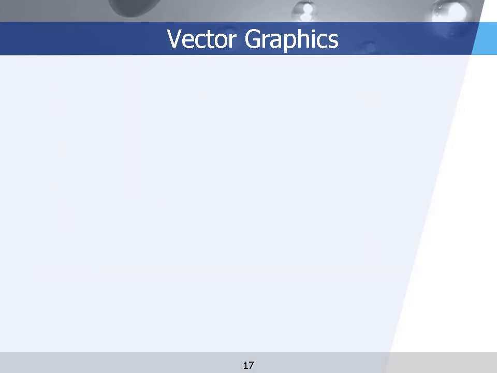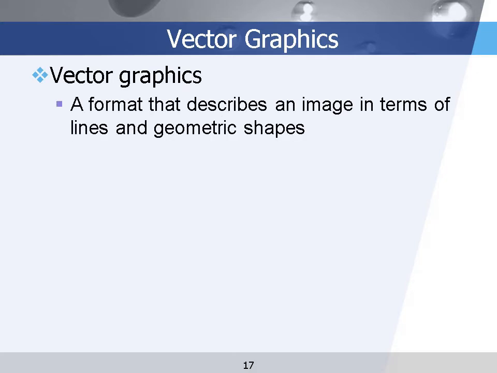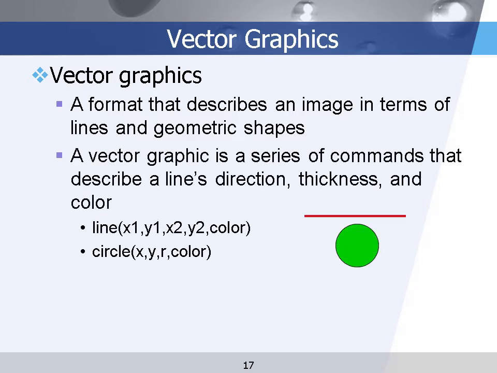The next type of the graphics is called the vector graphics. It's a format that describes an image in terms of lines and geometric shapes. So a vector graphic is a series of commands that describe a line's direction, thickness, and color. For example, in this graphic, we have two shapes. One is the line from x1, y1 point to x2, y2 point with the color of this color.